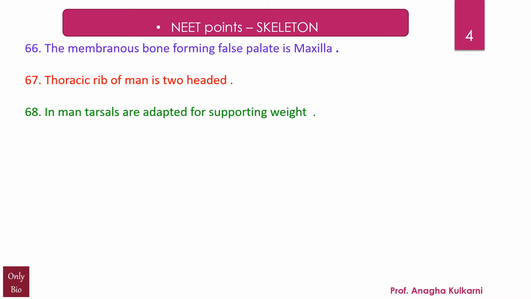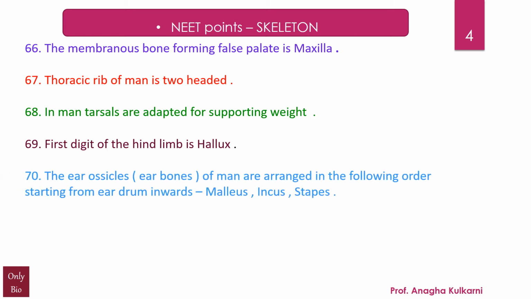Next, in man, tarsals are adapted for supporting the weight. Next, the first digit of the hind limb is hallux. Next, the ear ossicles, that is, ear bones of man, are arranged in the order starting from the eardrum inwards: malleus, incus and stapes.